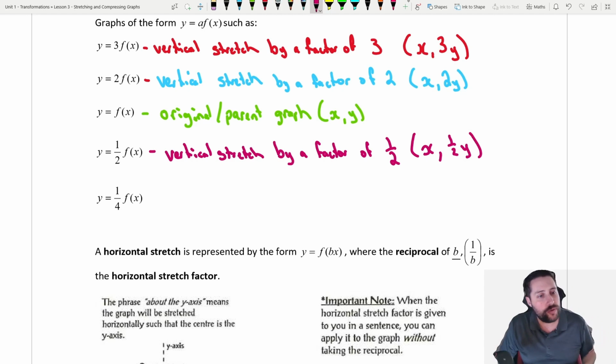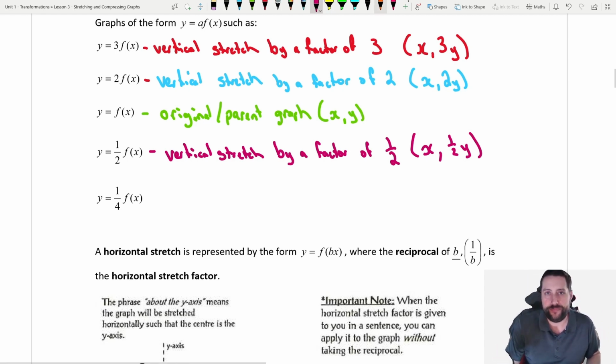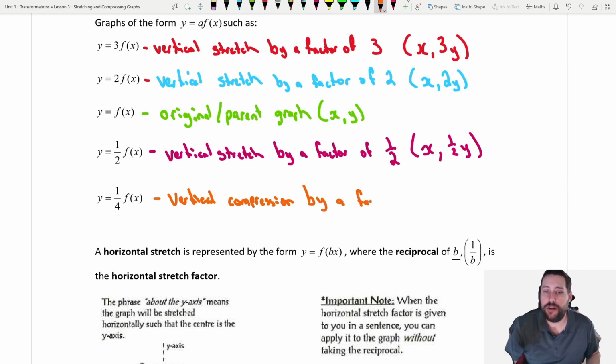If we were to say compression, we'll say compression for the next one. So y = 1/4 f(x). In this case, this is a vertical compression by a factor of 4.